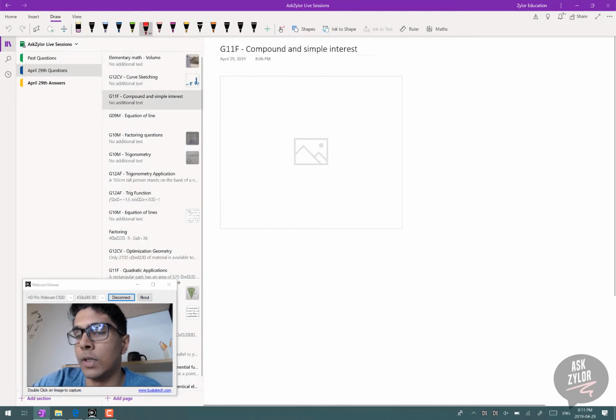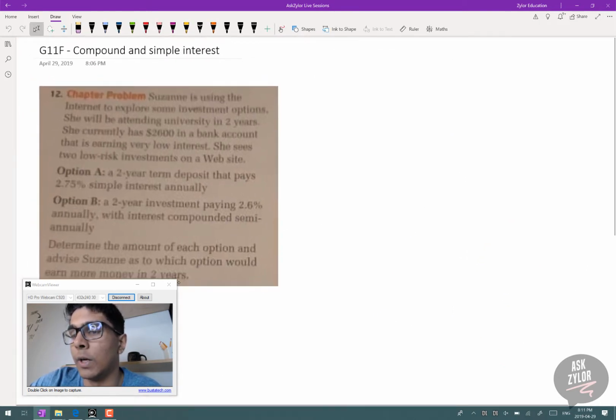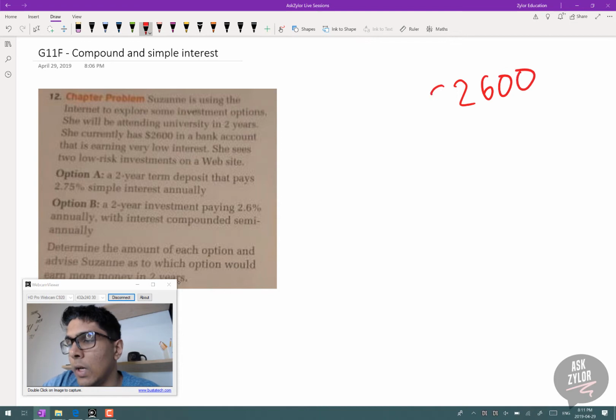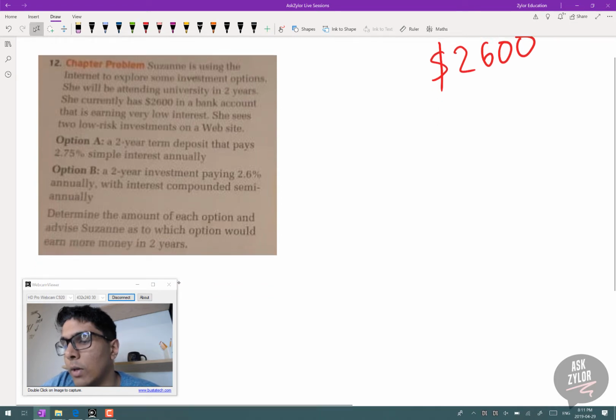So the next question is dealing with grade 11 compound and simple interest. So we're working through question 12. So we're told that Suzanne is using the internet to explore some investment options. She'll be attending university in 2 years. She currently has $2,600 in her bank account that is earning very low interest. She sees 2 low-risk investments on a website, so there's 2 options we need to consider. We're asked to determine the amount of each option and advise Suzanne as to which option would earn more money in 2 years.